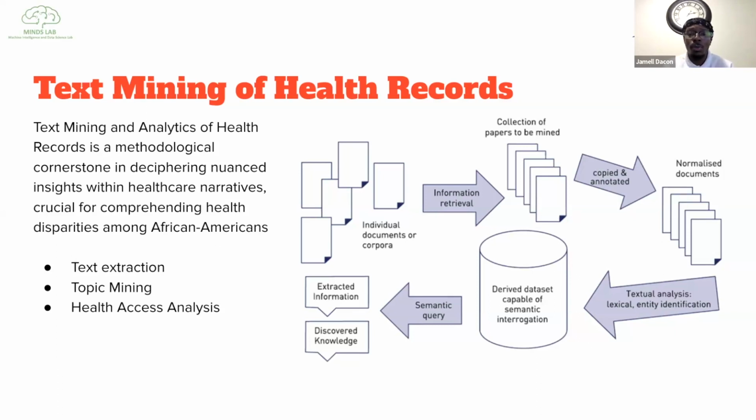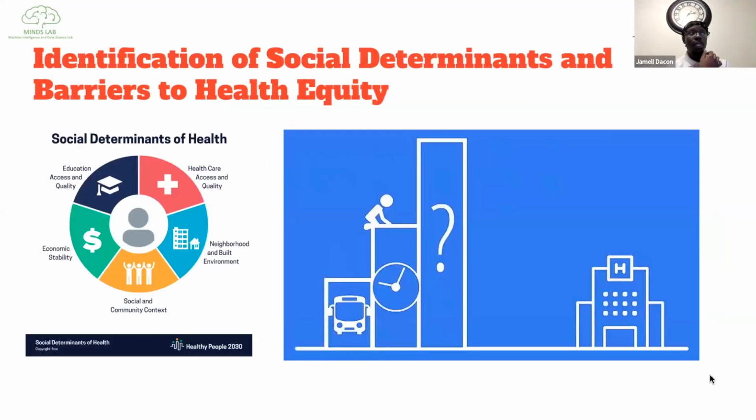By getting the answers to these questions, we intend to understand disparities of cancer research and health disparities and find the determinants of what happens in the lives of millions of people who are affected by cancer in the United States. The next thing we want to do is focus on the identification of social determinants and barriers to healthcare equity.